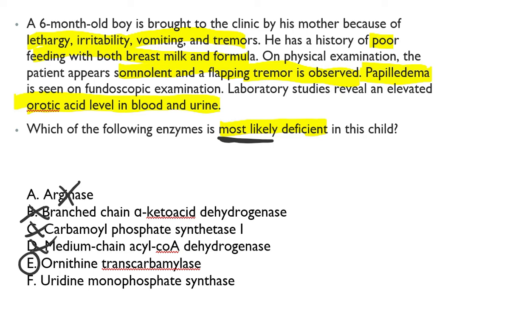F, uridine monophosphate synthetase disorder. So this is also a problem in de novo pyrimidine synthesis, and this also causes elevations in orotic acid. But a characteristic of this defect is megaloblastic anemia. The reason why is because when there's not enough pyrimidine bases being produced, then that inhibits the erythropoiesis occurring in the bone marrow. And since there's no evidence of megaloblastic anemia, that's required to diagnose UMP synthetase deficiency. And so, by process of elimination, ornithine transcarbamylase has to be the right answer.